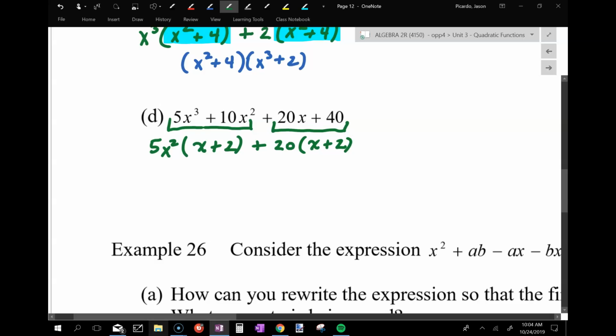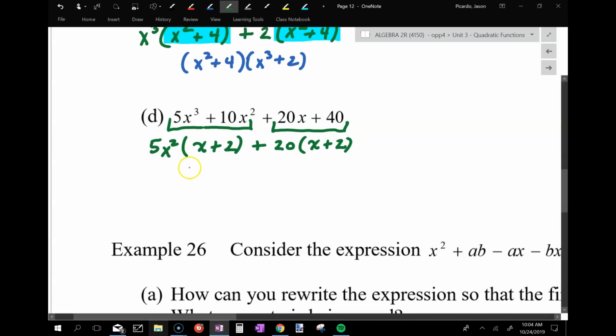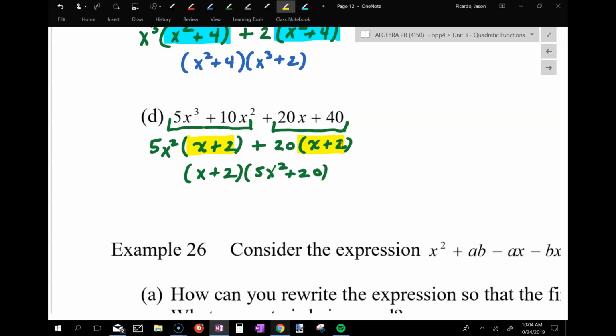Oh, wait, stop. Hold the phones. Actually, let's finish. We'll finish it. What do they both have in common? X plus 2. What's all the stuff that's left over? 5x squared plus 20. All right, so this was my common term, and the leftovers was the 5x squared plus 20, right? Now, I used the method correctly, and I'm assuming a lot of you guys might have done that as well.